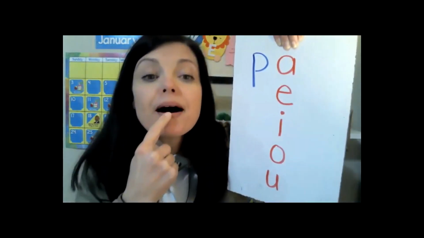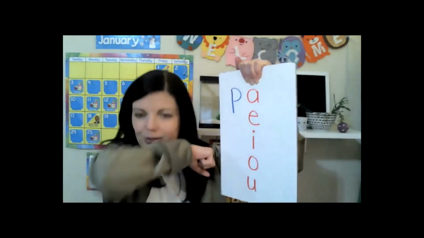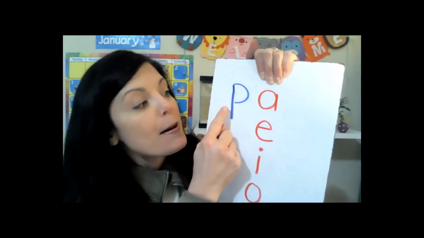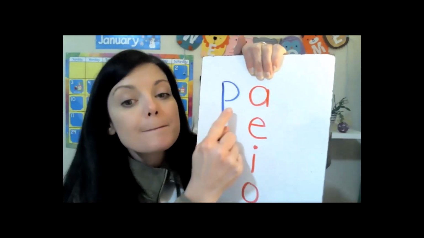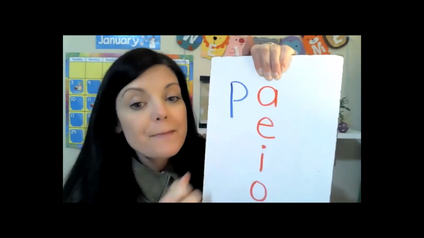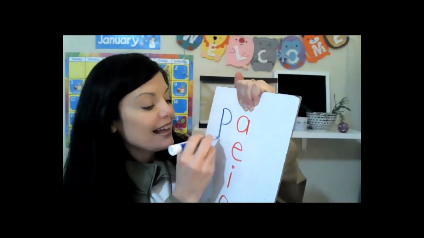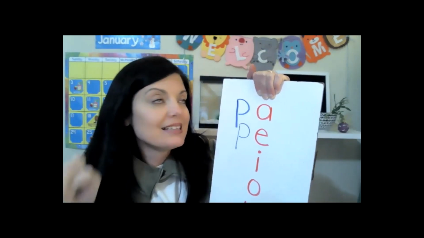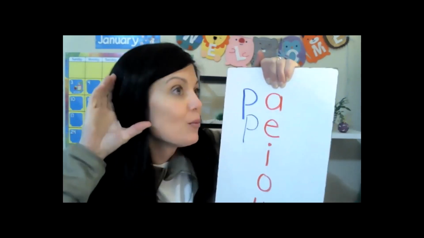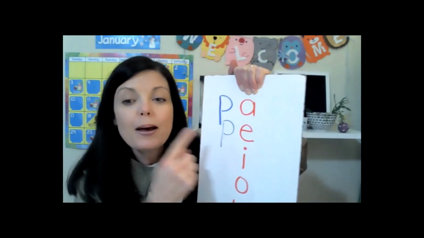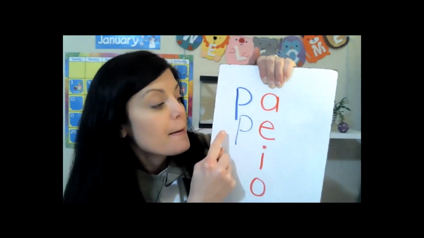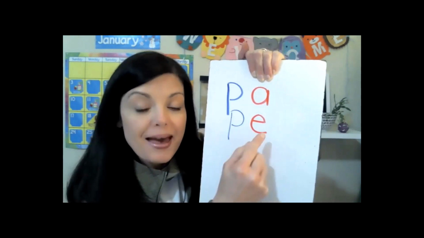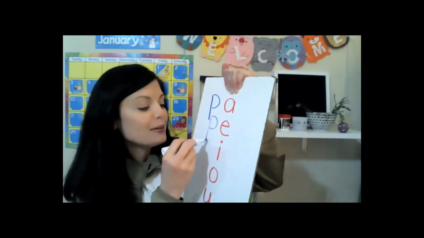Okay, well, let's put the letter P with the letter A. P says P, and A says ah, like when you're sneezing. All right, here we go. P, ah, pa, pa, pa. Okay, let's try again. This time we're going to put a letter P with an E. E looks like an ear, and E says eh. What'd you say? Eh. All right, here we go. P, eh, pe, pe, pe. Nice job blending.